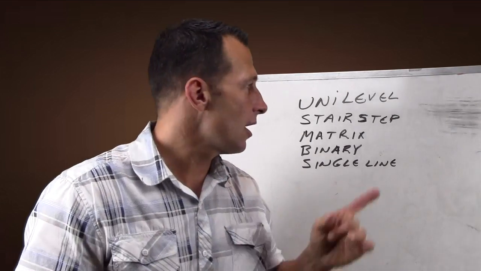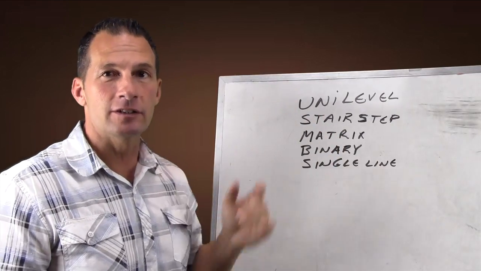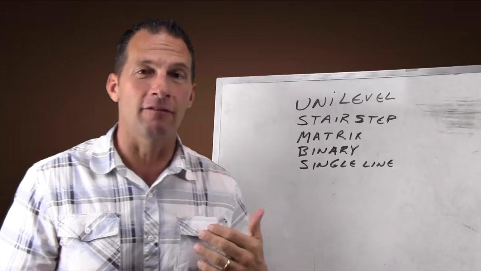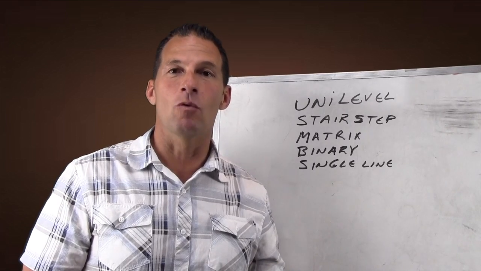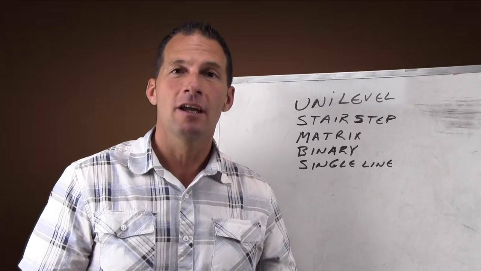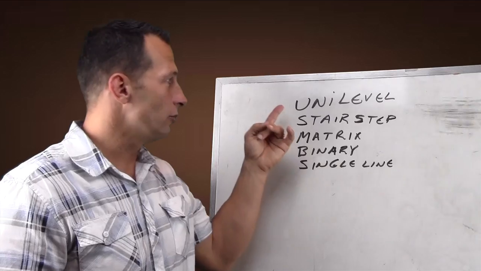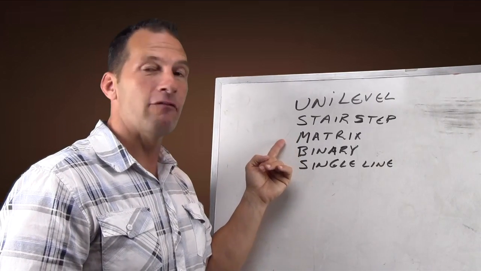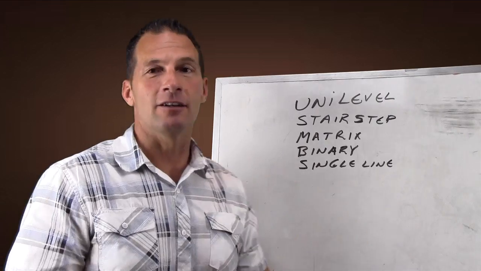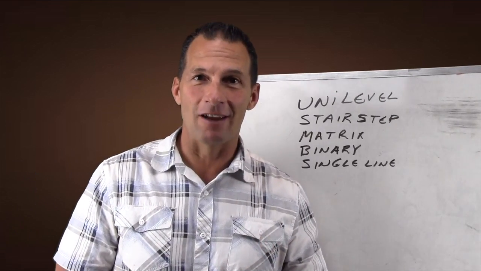So we're going to go through the differences and what they each mean. That way you're a little more competent when you're looking at these comp plans, or more importantly, if you're trying to explain them, you know what the benefits are. We're going to go through the Unilevel, Stairstep Breakaway, a thing called a forced matrix, a binary, and a single line. Okay, so let me break these down for you.